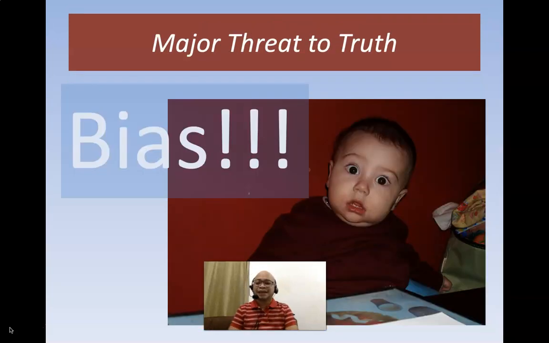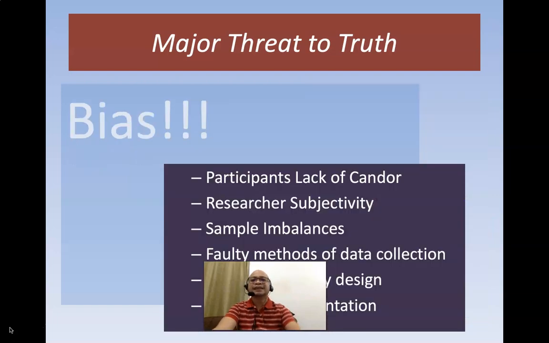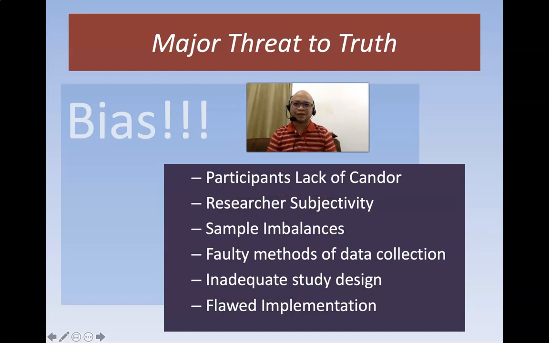However, the major threat to truth would be bias. Okay, so what do we mean by bias? So bias refers to, of course, the lack of objectivity. Okay, so that's what we meant by bias, and there are many reasons why bias could possibly happen.